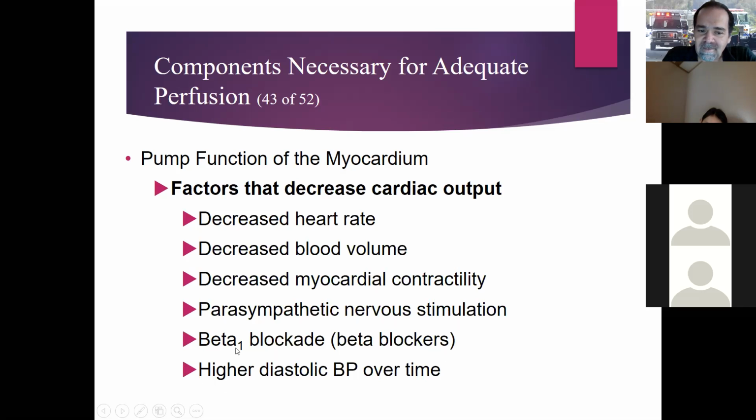Now, we had beta 1 receptor stimulation causing an increase, but if you have a blockade of the beta 1 receptors by using beta blockers, then you're going to decrease cardiac output. And if you have higher diastolic blood pressure over time, it will also decrease the cardiac output. When we talk about patients that have hypertension, high blood pressure, we sometimes give them what we call a beta 1 blocker to decrease their blood pressure. So by decreasing cardiac output, you also decrease that.